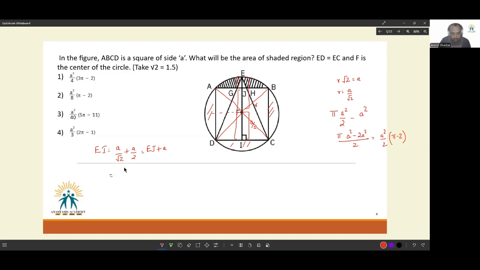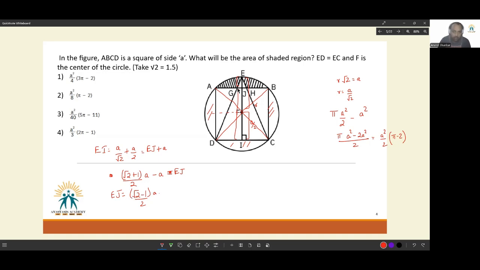So this will give me root 2 plus 1 by 2 A minus A is equal to, this would imply this is equal to EJ, or EJ will be equal to root 2 minus 1 by 2 into A. EJ is known.